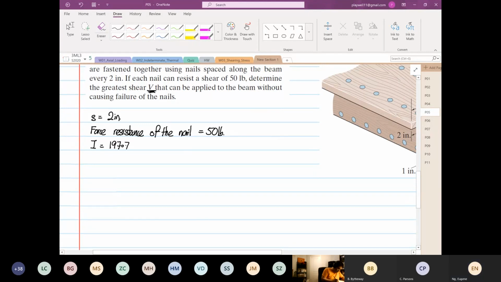Now, can anyone tell me how they measure the force resistance of the nail? Anyone? You have to know. Let's step aside and think. How do they measure? Anyone? By breaking it apart. Start pulling it apart. Yeah. So what is going to happen is I'm just going to sketch this, okay?